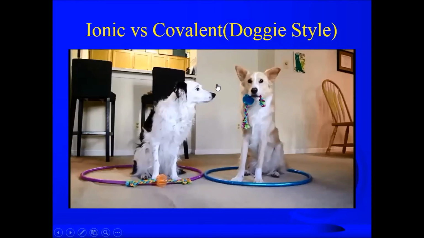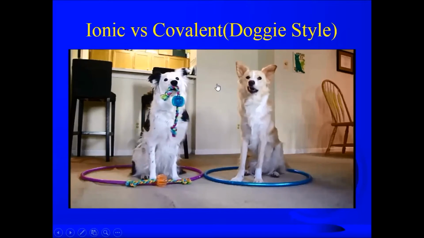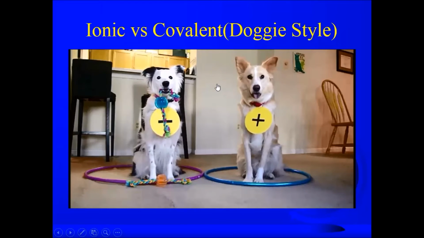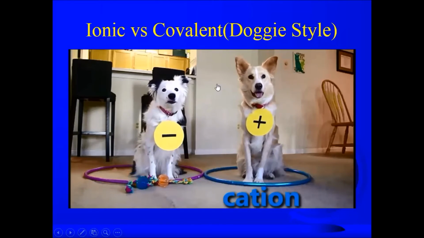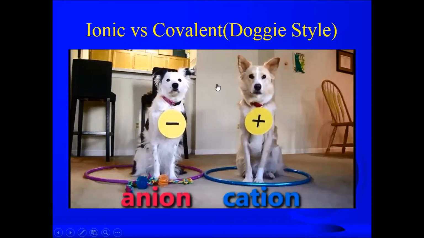Okay, so imagine the ionic bond is formed when one of the atoms loses an electron to the other atom. This results in a positively charged ion called a cation, and a negatively charged ion, called an anion. Imagine the dog took the electron away. That dog is negative, and the other dog is positive, and positive and negative attract, and the result is an ionic bond.